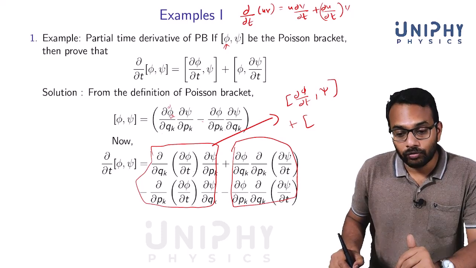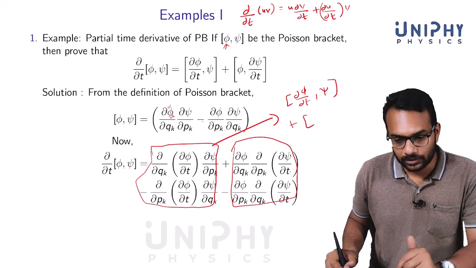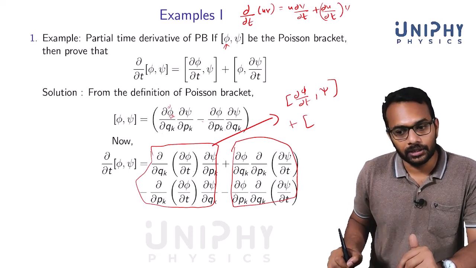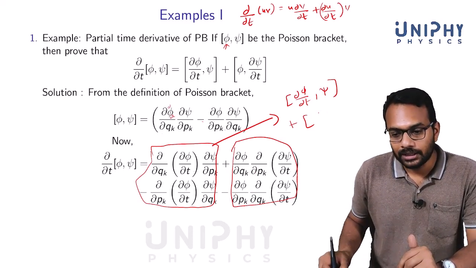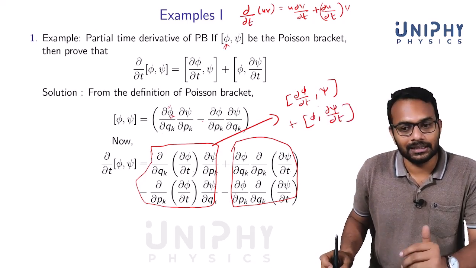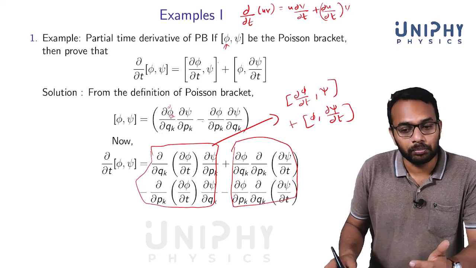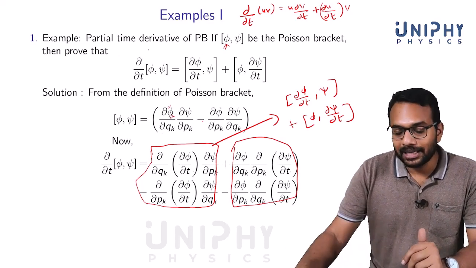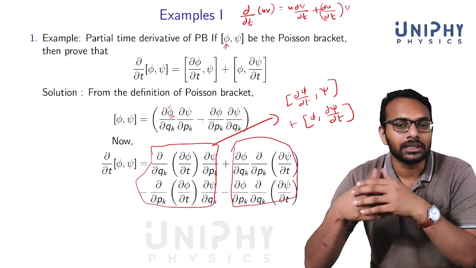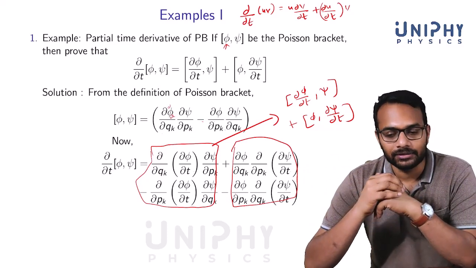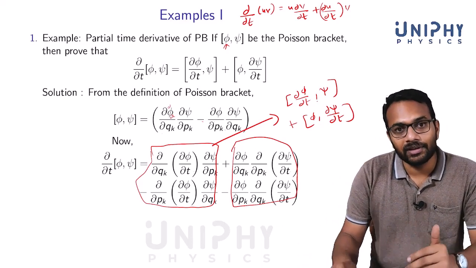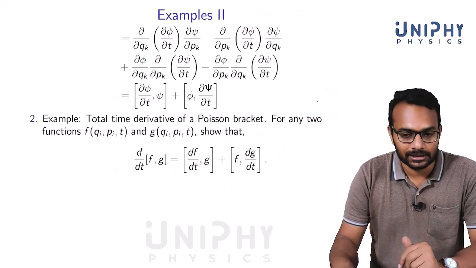This is ∂φ/∂q_k, ∂/∂p_k of ∂ψ/∂t, minus ∂φ/∂p_k, ∂/∂q_k of ∂ψ/∂t. Alright. So this is simply the Poisson bracket of φ, comma ∂ψ/∂t. Alright. That's exactly what we are asked to prove. Right. So taking the partial derivative of a Poisson bracket is very similar to using the product rule for partial derivatives. Okay. So this result is not particularly difficult. We have used the fact that the partial derivatives can be interchanged.